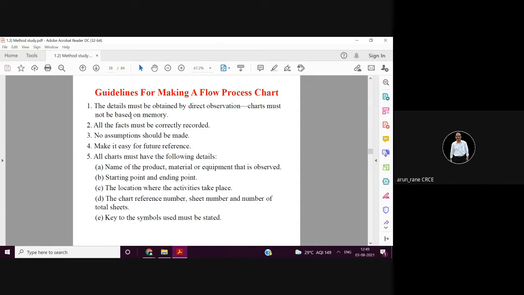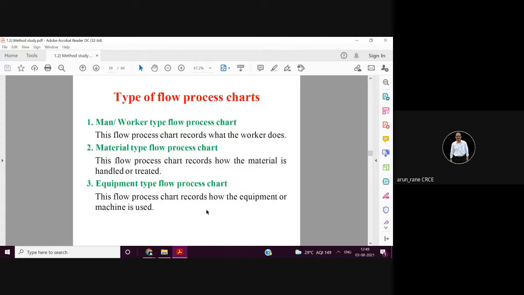So all the charts will have the name of the component, the material, whether it is MS or SS, the starting point, the ending point, and the location where this activity is taking place. And remember, a flow process chart can be for the worker or for the employee. That is what he is doing.